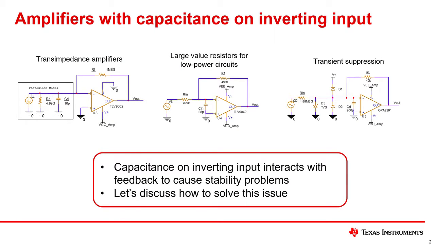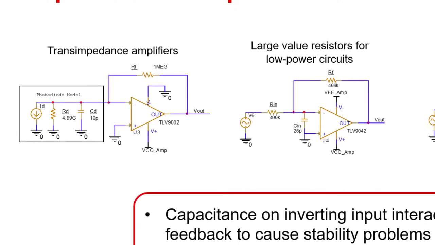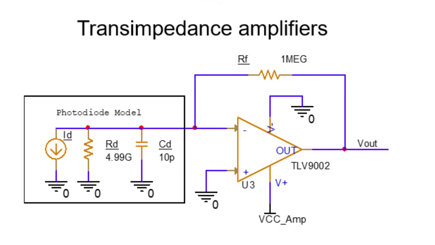Here are some common examples of circuits that have stability concerns because of capacitance on the inverting input. The problem is related to the interaction between the capacitance and feedback elements. Large feedback resistors and/or large input capacitance can introduce stability problems. The transimpedance amplifier is a configuration that will normally require some stability compensation. This is because the parasitic capacitance of the photodiode and the feedback resistor can be quite large.